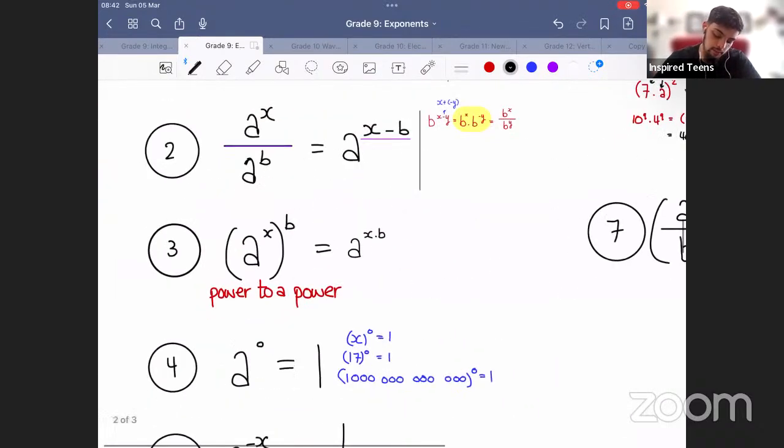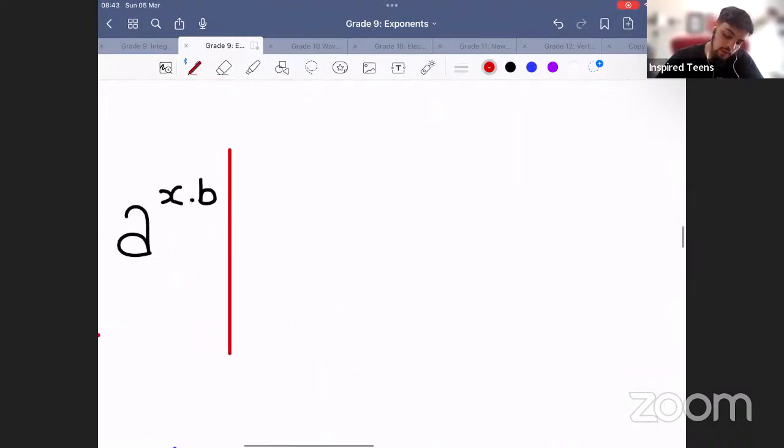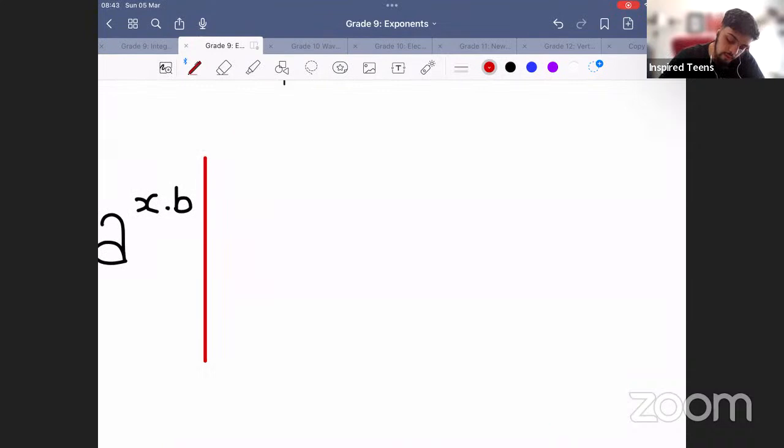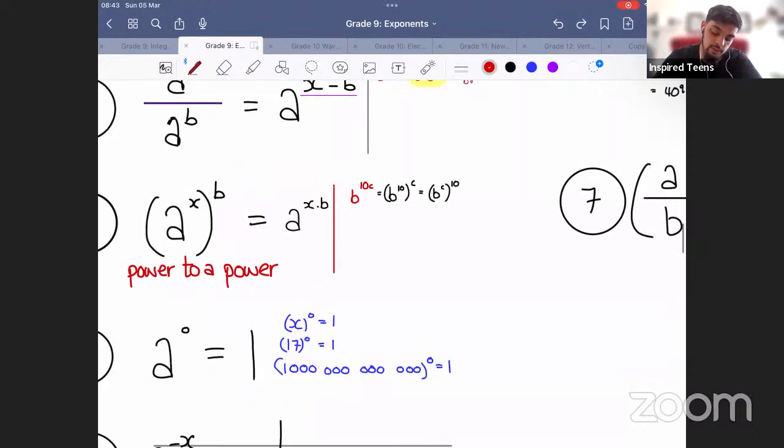Okay, let's just do one more backwards for this one. If you have b to the power of 10c, this could be split as b to the power of 10 to the power of c, or it could even be split as b to the power of c to the power of 10. It doesn't matter because when you multiply them, they become 10c either way. So that's important to remember as well.